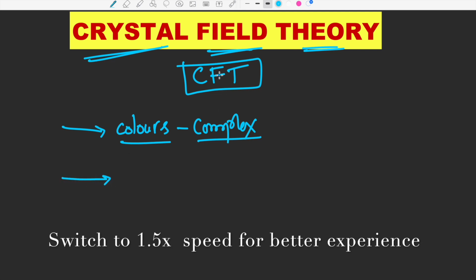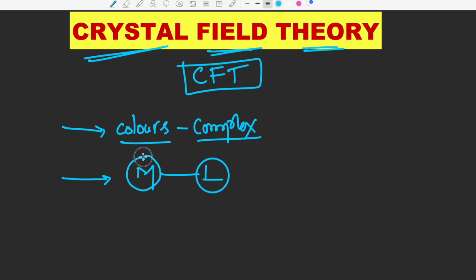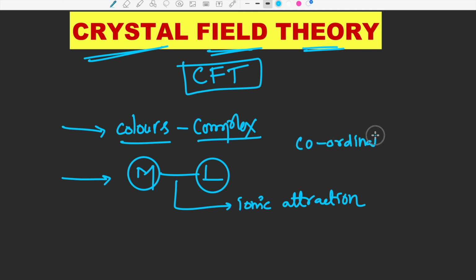And the major development by this theory is that it considers the bond between the ligand and the metal as a purely ionic force of attraction. Ionic attraction is all you have to consider. This is considered as only ionic attraction. The concept of coordinate bond is completely ruled out by the crystal field theory.